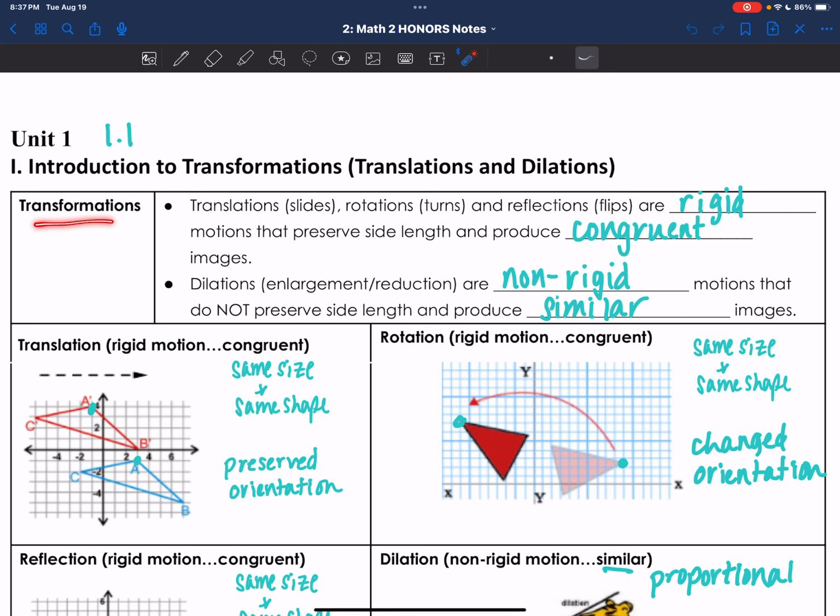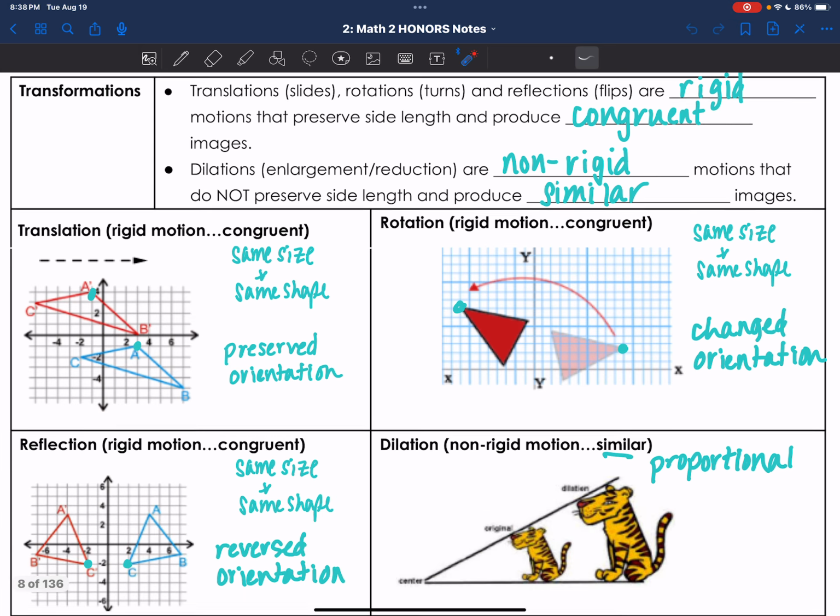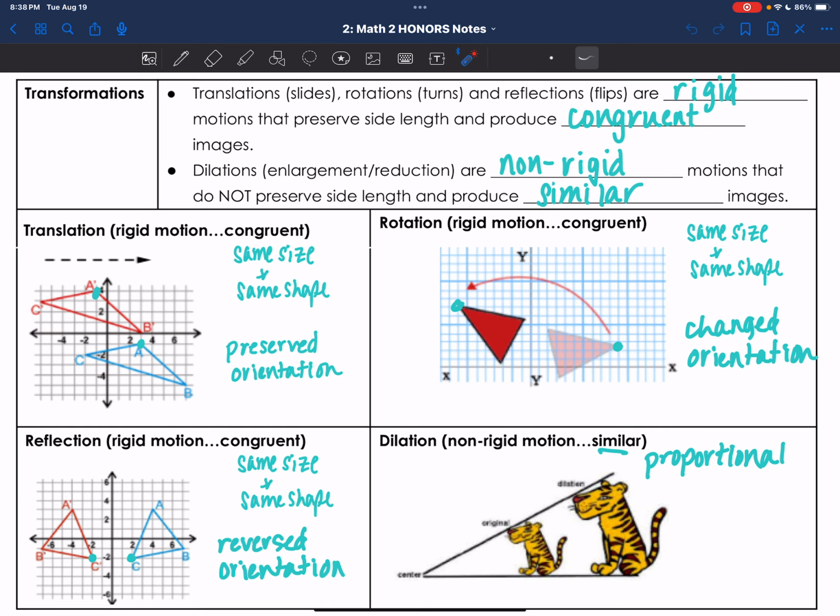Transformations are translations, which are slides, rotations, which are turns, and reflections, which are flips. They are rigid motions that preserve side length and produce congruent images. Dilations, such as enlargements or reductions, are non-rigid motions that do not preserve the side length and produce similar images. So let's take a look at some of these examples.